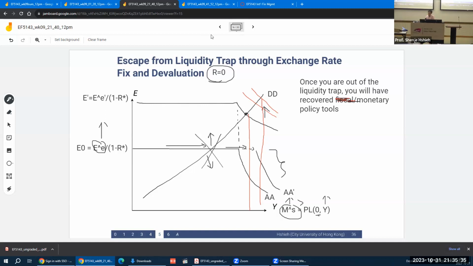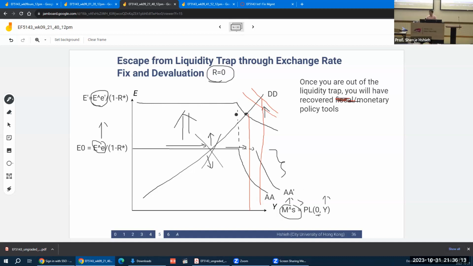So what economists have proposed is that if we are ever stuck in a liquidity trap in which interest rates are 0 and we still want some way to boost output, we should devalue our currency, or peg it to a devalued currency as a commitment device. Once that's done, you can gain your monetary policy tools back afterwards. So what does that mean? Well, that means changing E hat E. If we change E hat E to a different level, then the entire AA schedule shifts up.